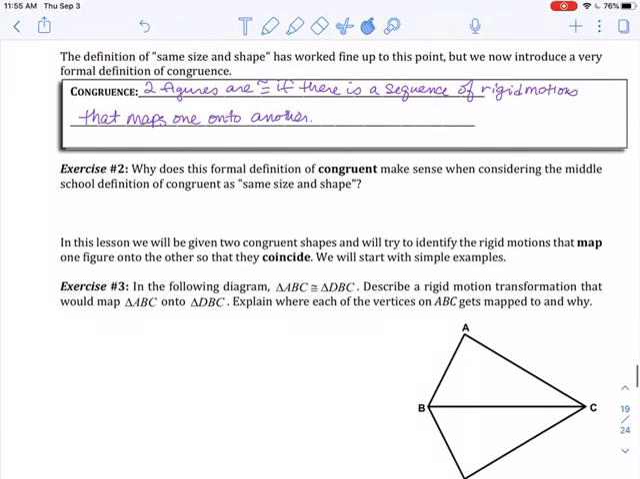Question 2. Why does this formal definition of congruent make sense when considering the middle school definition of congruent as same size and shape? Remember, a rigid motion, we learned, preserves the size and the shape. So if two figures are identical, if a rigid motion has produced one from another. Okay, so now we have this concept of rigid motions. Rigid motions preserve size and shape. So it makes perfect sense that rigid motion is in our new definition for congruence.